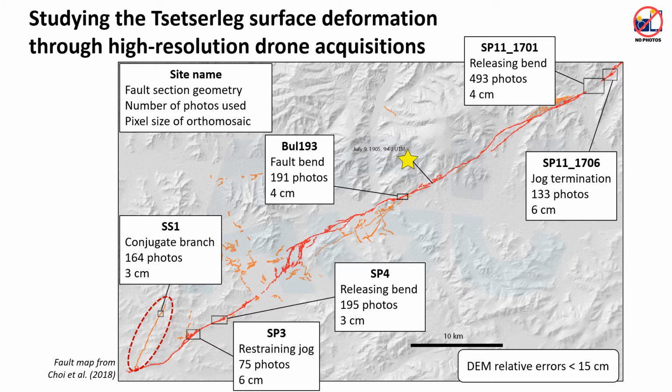The image datasets were processed into high-resolution DEMs with the MicMac software. Here are displayed the native resolutions of the drone photos, so the resolution of the final DEMs range from 12 to 24 centimeters. We obtain good horizontal and vertical accuracy levels for the DEMs with errors lower than 15 centimeters.